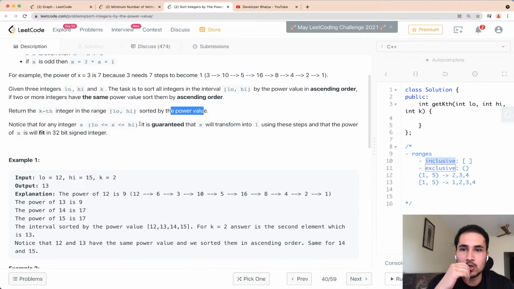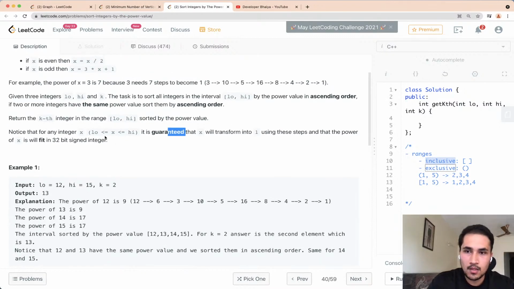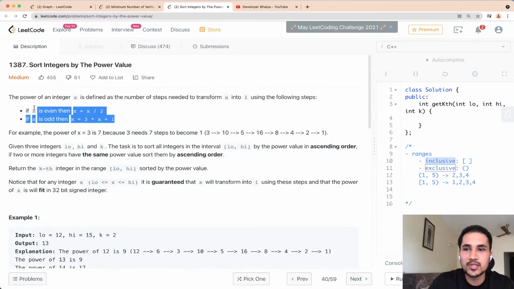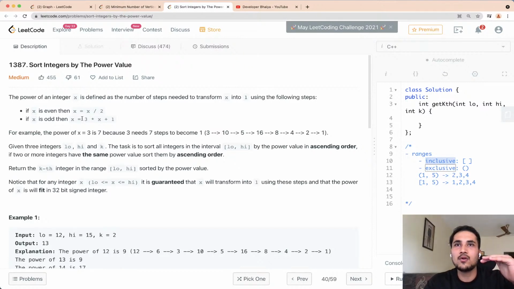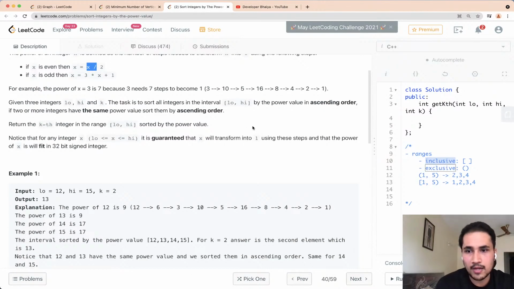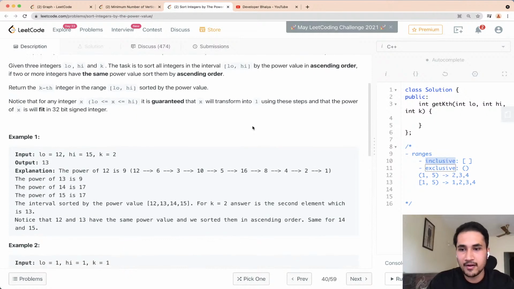Notice that for any integer x in the range low to high, it is guaranteed that x will transform into 1 using the steps. So basically what it's saying is that you can assume all the numbers will eventually reach 1, because it might look like this process can go on over and over, since we are multiplying by 3 and also dividing by 2. But eventually, it's a series of steps, and it will reach a power of 2, and then you will continuously divide by 2 and eventually reach 1. That's what it looks like from the question. It would be really cool to prove why that happens, but that's not needed right now.